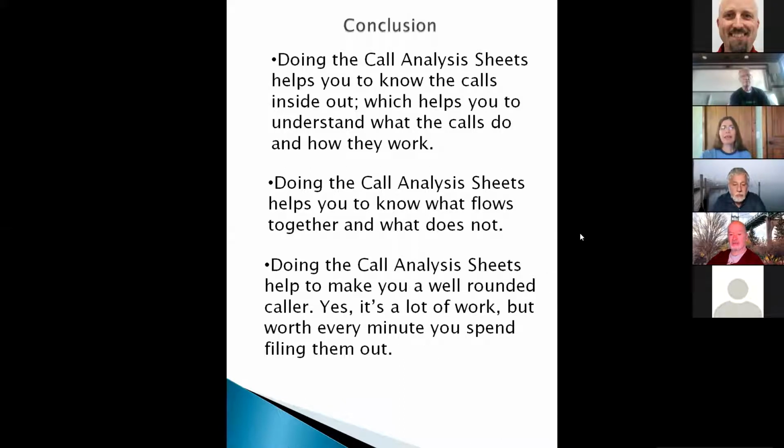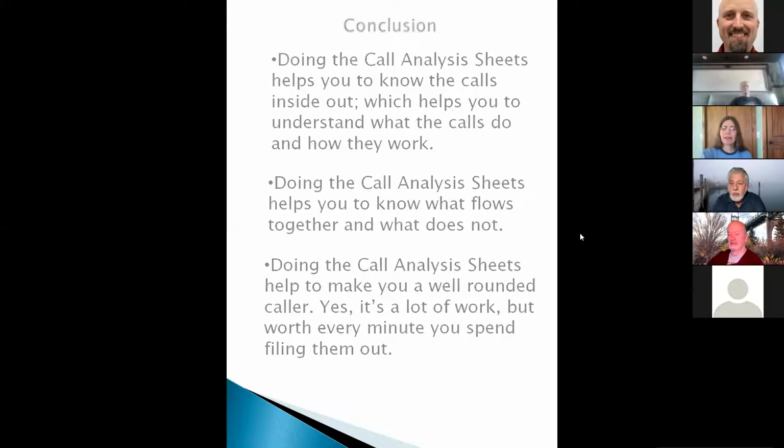And doing the call analysis sheet helps make you a well-rounded caller. It's a lot of work, but it's worth every minute of it. I have spent hours and hours and hours filling out these sheets, but I have also learned that I know the calls a lot better and that my choreography has actually gotten a lot better throughout the time that I've been writing those.